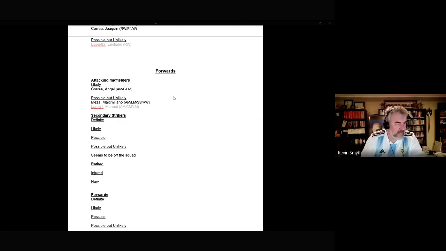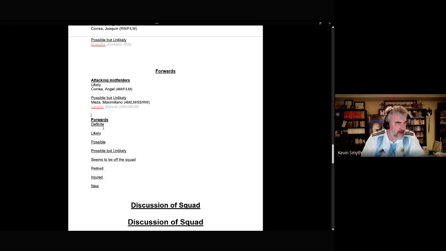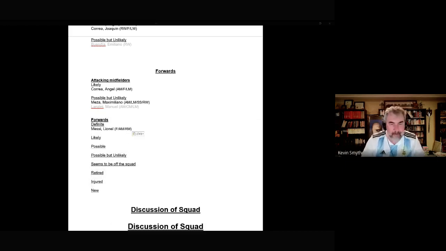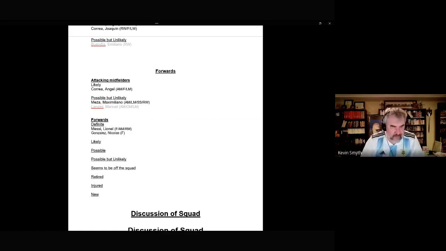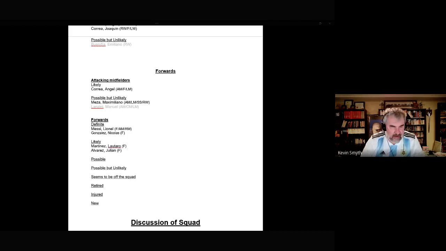We don't have any players designated as secondary strikers on Argentina. So we move on to forwards. And Lionel Messi is the first candidate we have. I would say, if you've ever heard of that guy before, he is a definite candidate for the Argentina team. And also definite is Nicolas Gonzalez. And likely is Julian Alvarez. And Lautaro Martinez. I'm actually going to put Lautaro Martinez ahead of Julian Alvarez there.